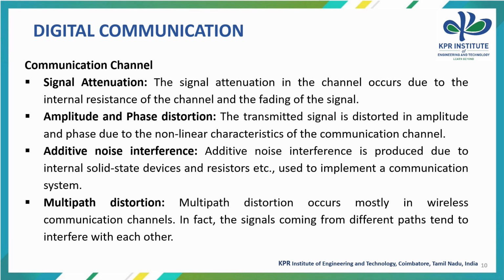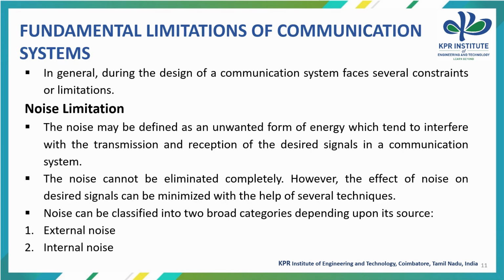Next is multipath distortion. The multipath distortion occurs mostly in wireless communication channels. In fact, the signals coming from the different paths tend to interfere with each other. Now let's move on to the fundamental limitations of communication systems. In general, during the design of a communication system, we may face several constraints or limitations.